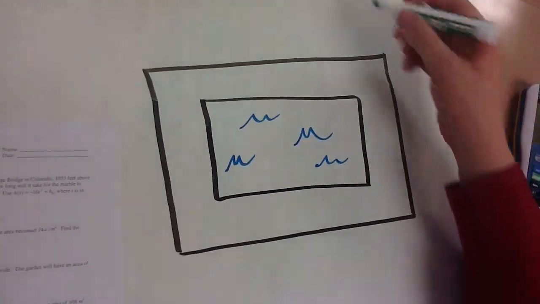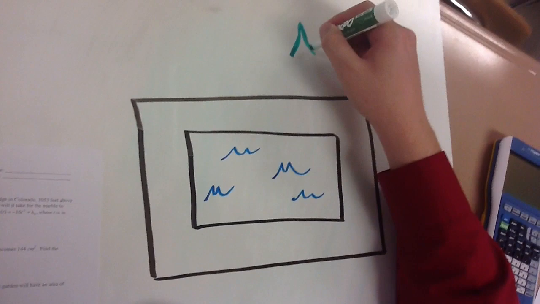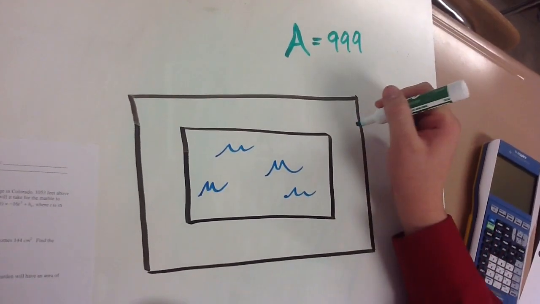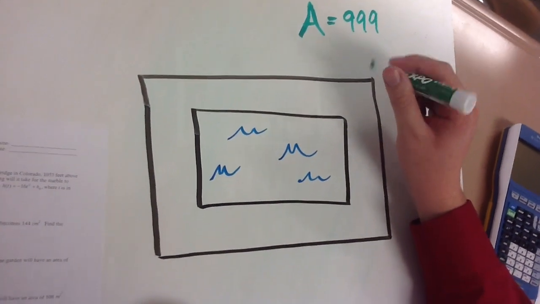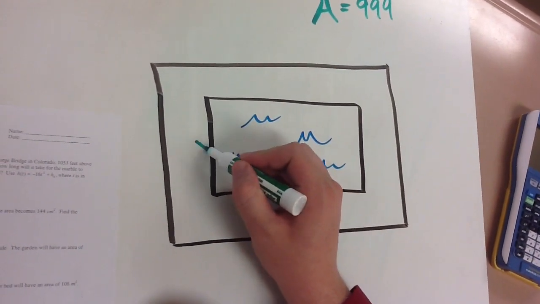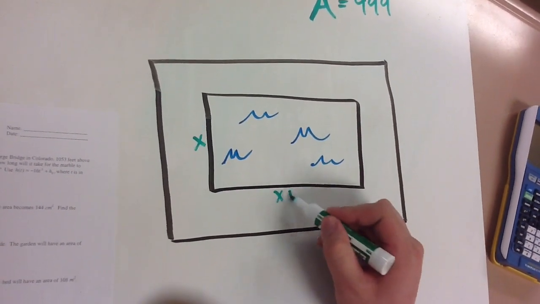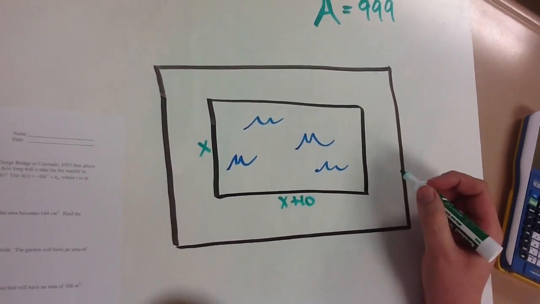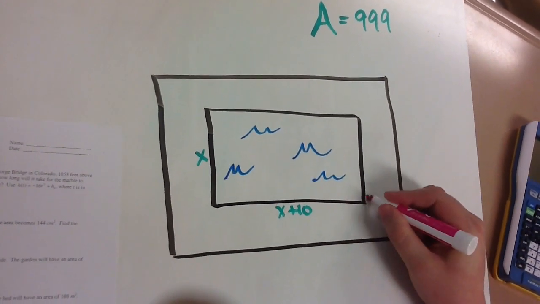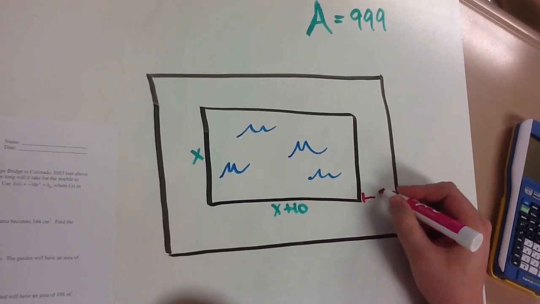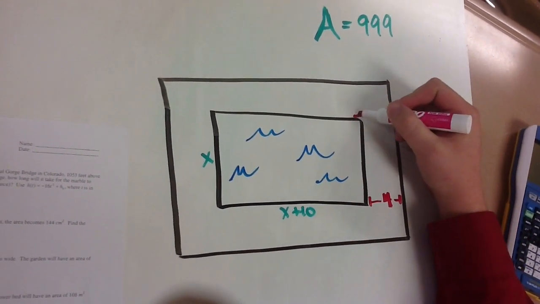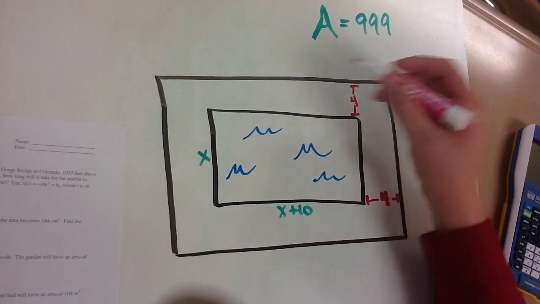But I know that my total area is going to be 999 square feet. If I read the first sentence again, the length of a pool is 10 feet more than its width. So I'm going to label this x, and I'm going to label this x plus 10. The walkway is going to be 4 feet wide. So I know from this part to this part is going to be 4. But remember, the whole entire walkway is going to have dimensions of 4. So I'm going to say that this is also 4.